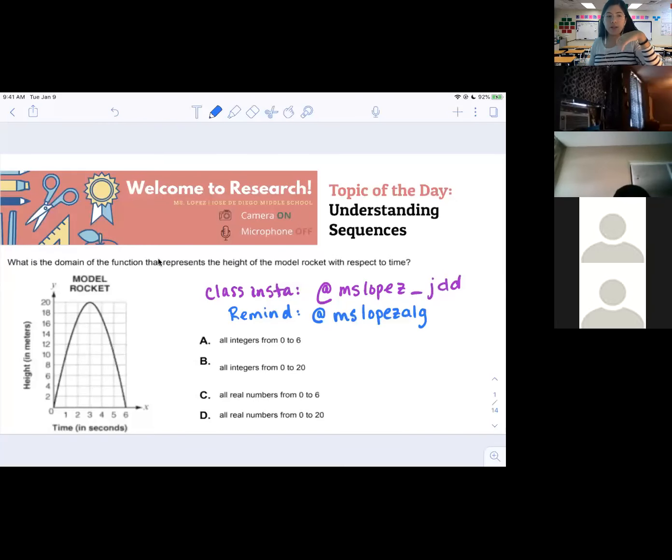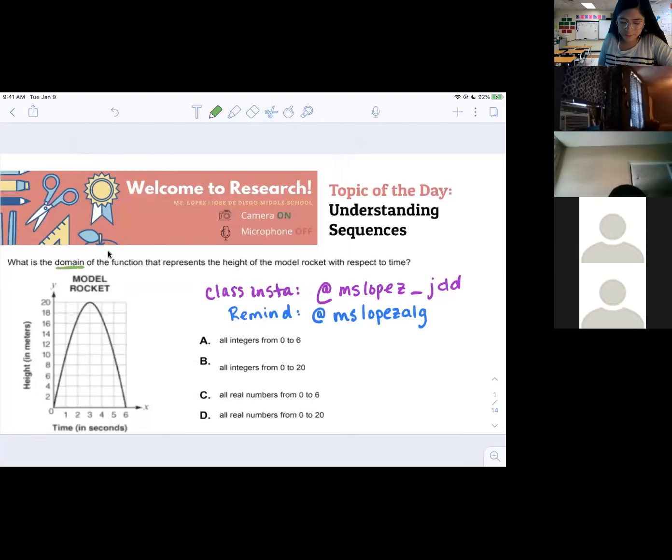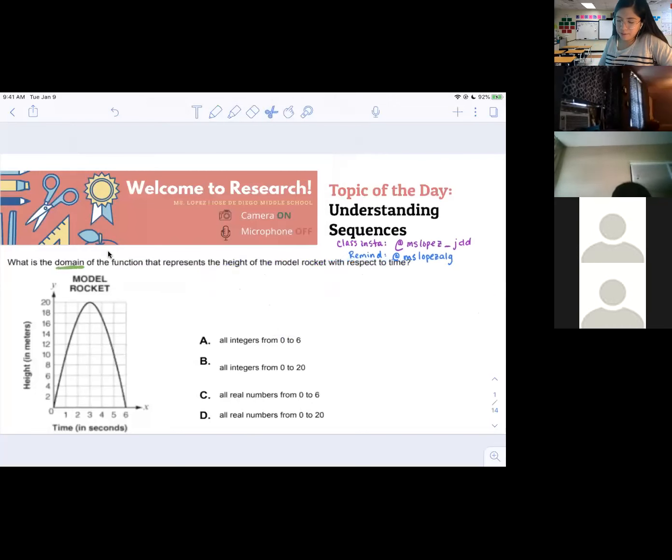The domain. I need to know what's the domain. So can somebody remind me what domain is? Where do I look? The x-axis. The x-axis, exactly, because domain, I'm just going to put this over here. Okay. Domain, it means all of the what?